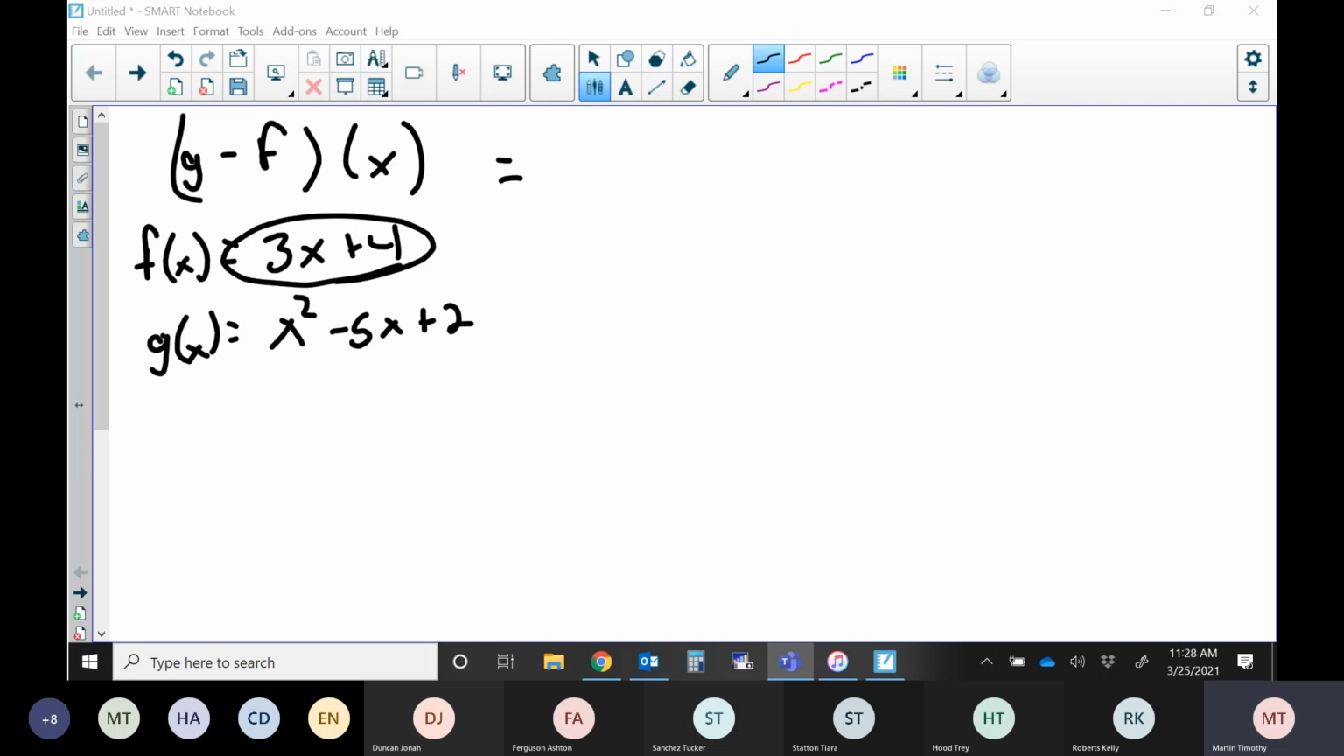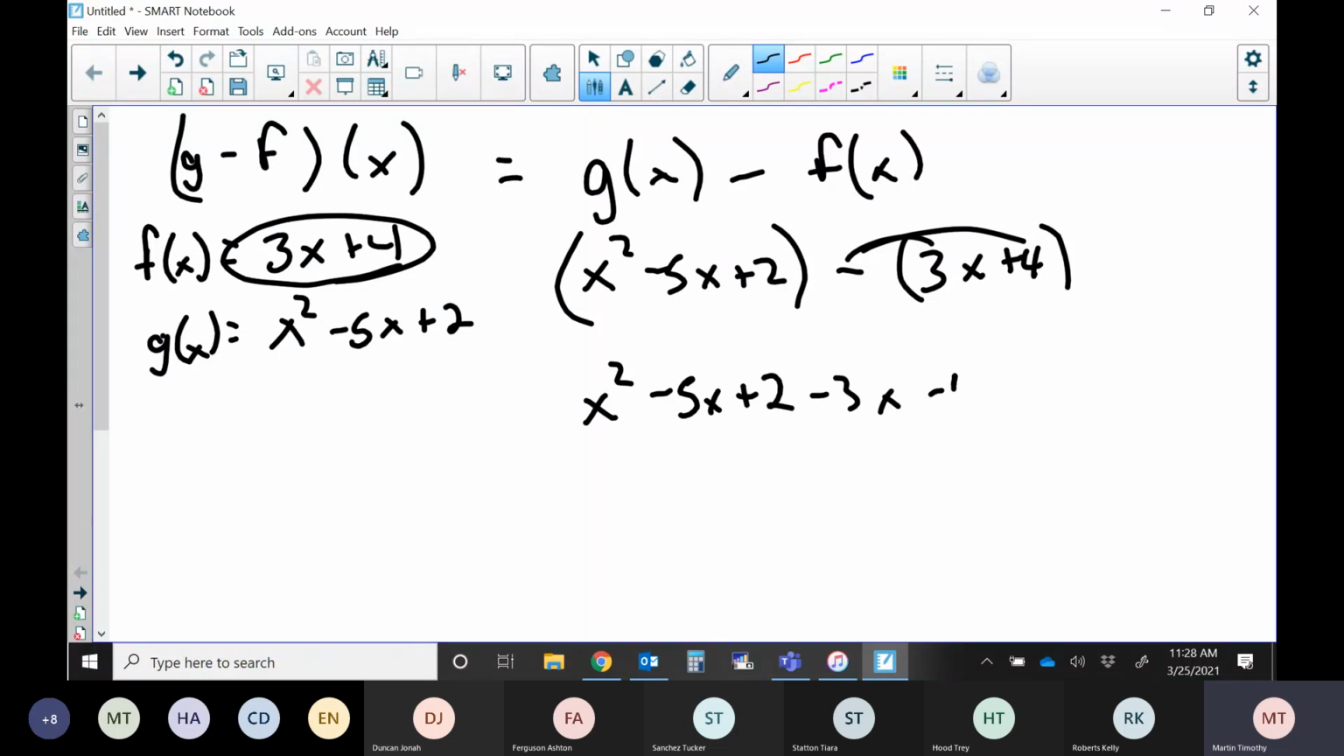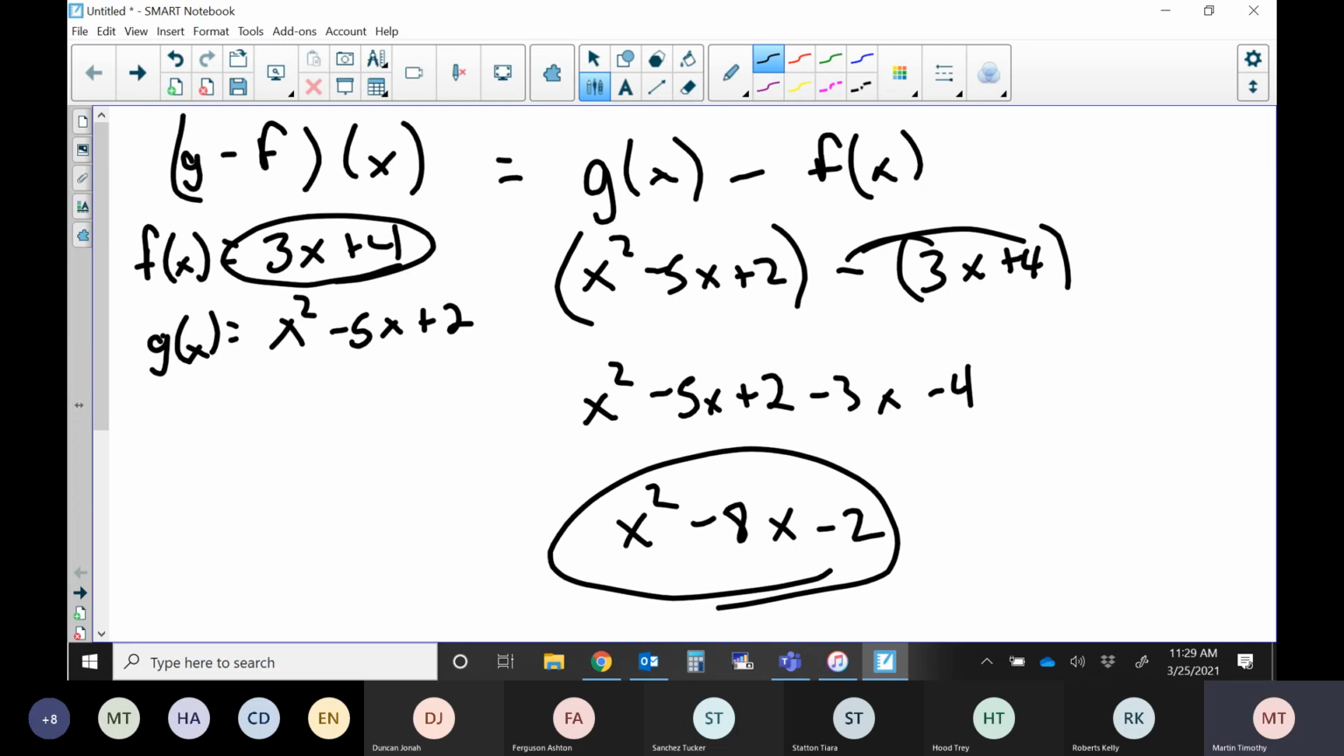All right, what you should have done is now this is going to turn into g of x minus f of x, which actually does change some things because now the x squared minus 5x plus 2 is in front of the subtraction sign. And then minus 3x plus 4. And then that distributes and it becomes x squared minus 5x plus 2 minus 3x minus 4. And then we have x squared minus 8x minus 2, which is a totally different answer.